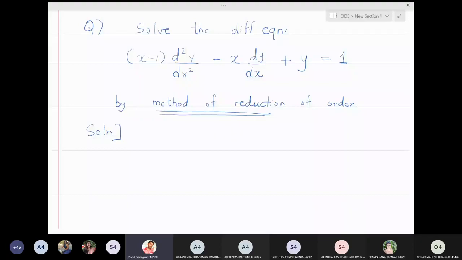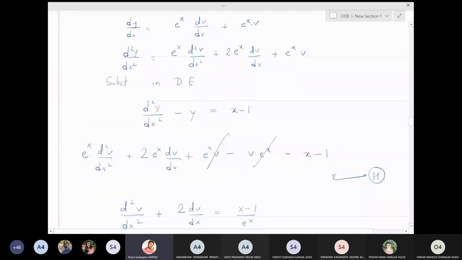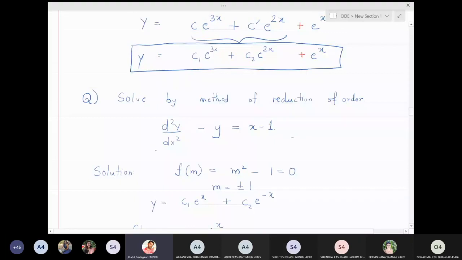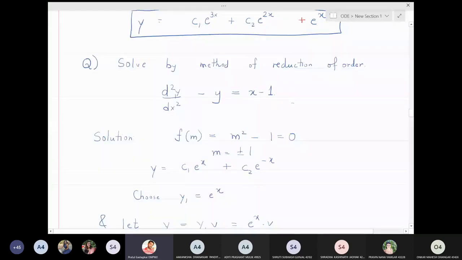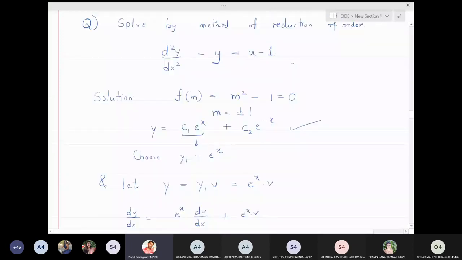Look at the earlier problems. For example, I'm looking at this problem, I have to solve this particular differential equation. The coefficients are 1 and minus 1, they're constant coefficients. And therefore I wrote the complementary function, and we chose one solution, y1, and then we started the method of reduction of order. So here we could write the solution as e raised to x, of the homogeneous differential equation.